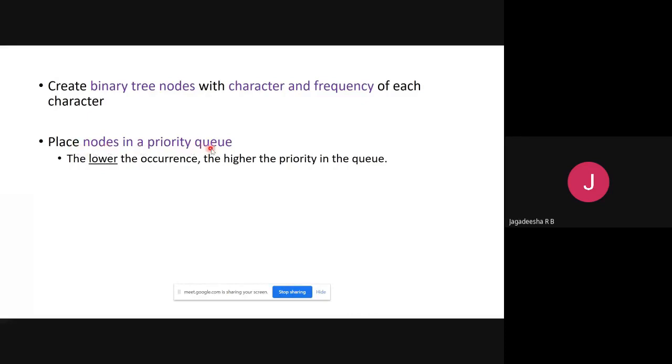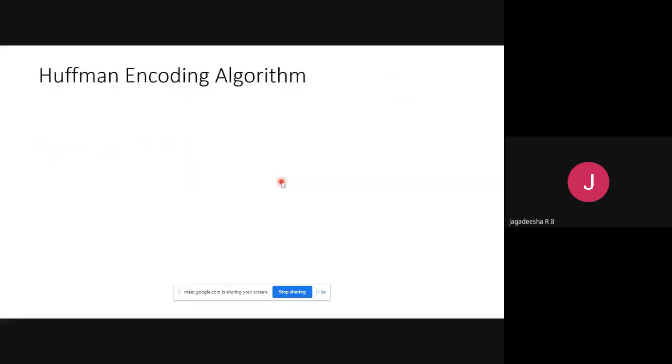Okay, then even in today's case, we will be placing the nodes in a priority queue. We will assign different priority to different messages based on their probability of occurrence. And the lower the occurrence, the higher the priority in the queue. Okay, right now that was the intuition for today's lecture, and also a general discussion regarding some of the features that we studied in the previous lectures. Now, coming back to the main topic of today's discussion, that is the Huffman encoding algorithm.